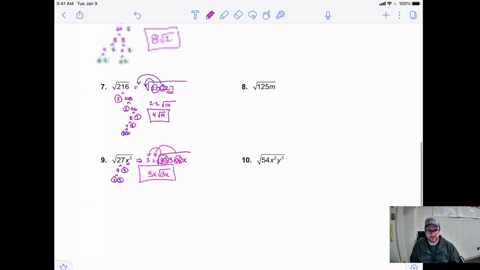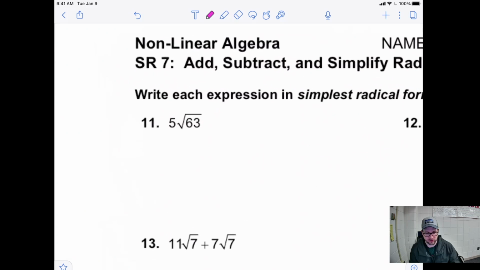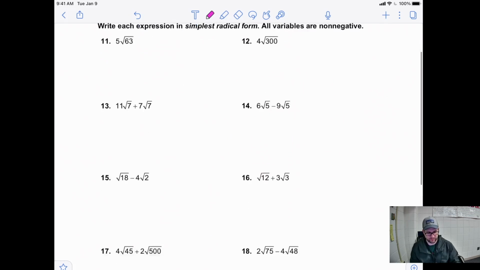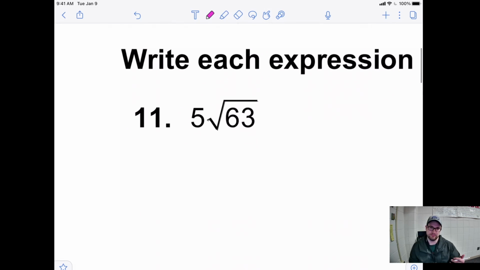Nice job. So this is all just that basic simplifying skill, and that basic simplifying skill runs through all of these problems that we do, whether we're adding, subtracting, multiplying, or rationalizing the denominator. So it looks like we've got one more of those, and then we'll get into some adding, and we'll call it a day. So coming on over here, 5 square root of 63.